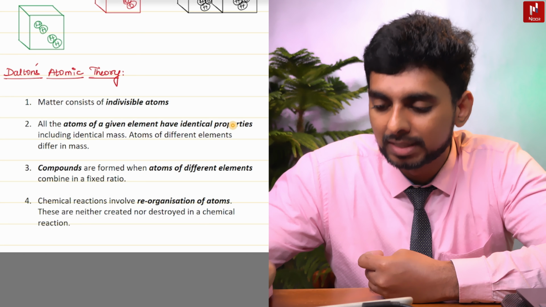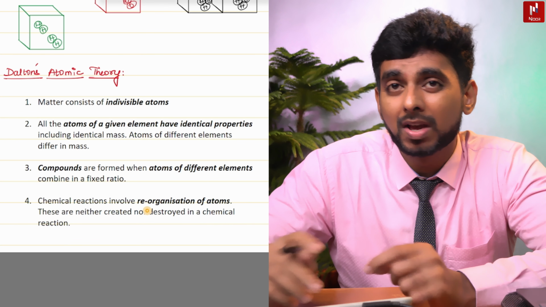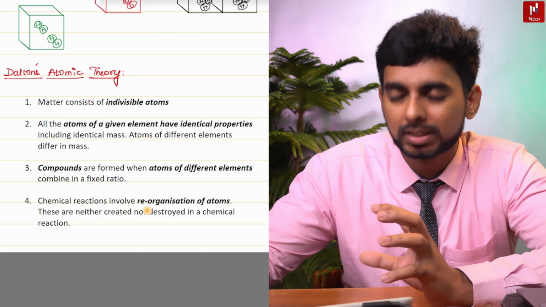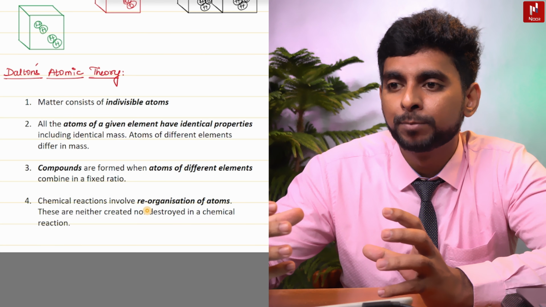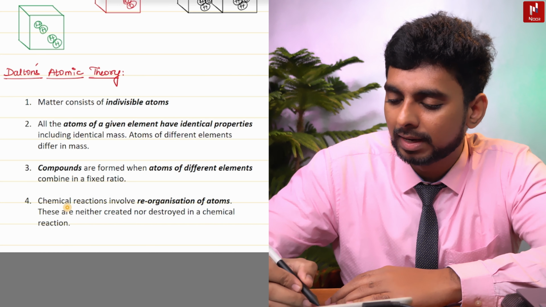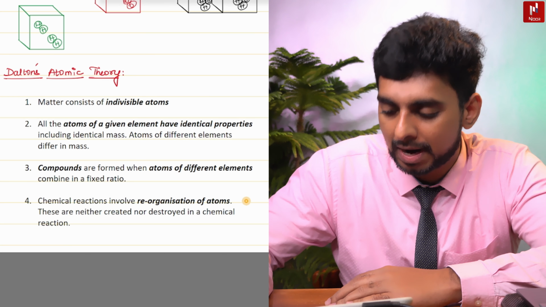Then you have compounds are formed when atoms of different elements combine in fixed ratio. We have already discussed what is meant by compound, so that is pretty obvious. When different elements combine together in a fixed ratio, we end up getting compounds, right? Chemical reaction involves reorganization of atoms. So when a chemical reaction happens, there will be a rearrangement of atoms. Whatever atoms you have in the reactant, you will have the same elements in the product, but they will get rearranged. That's what is given over here.